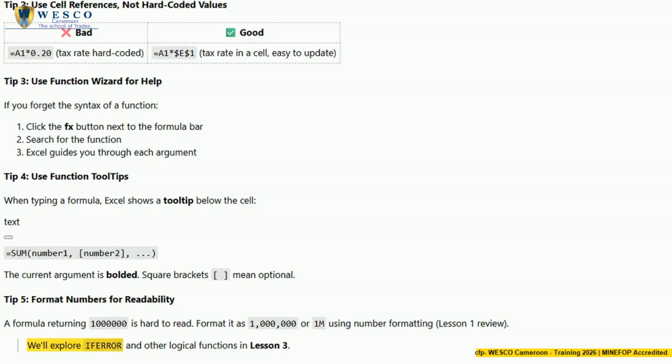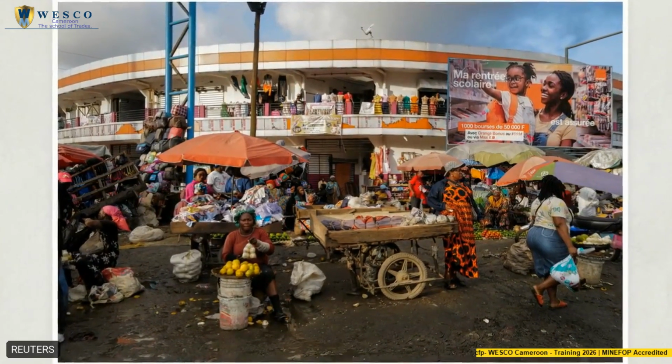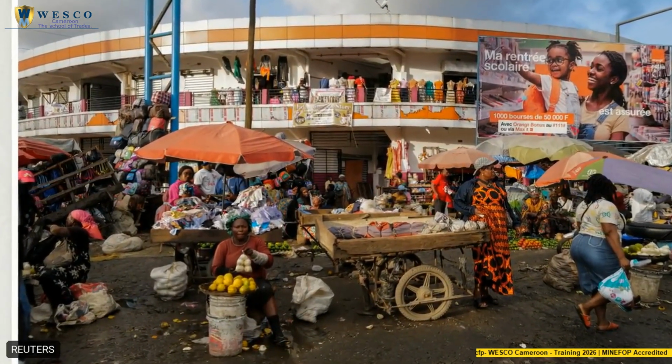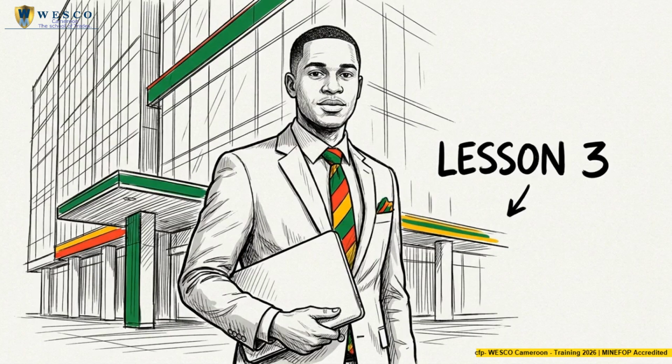In Lesson 3, we will build on this foundation by exploring IFERROR and other advanced logical functions to keep your sheets running smoothly. Remember, practicing smart foundational data habits every day is the most reliable path to increasing a business's revenue and securing your career in tech.